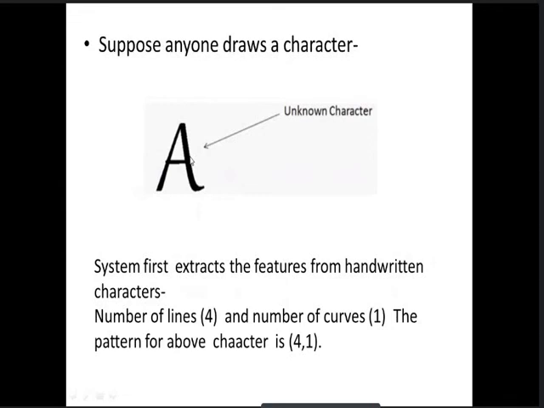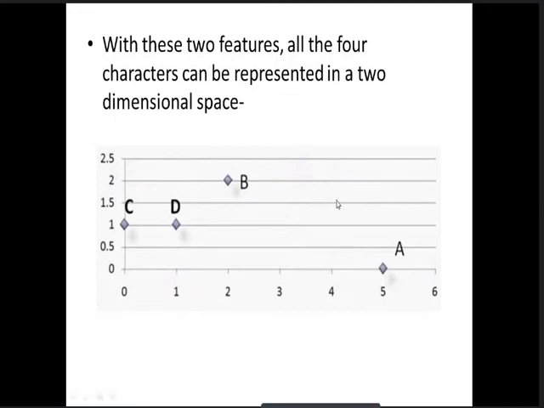Now if we draw this character in the same space, we see that this character will appear at this place. This unknown character is nearest to A. If we calculate the distance, B is somewhat near to this unknown character, but it is away from D, and away from C also. So A is the nearest character, and we classify this unknown object as A.